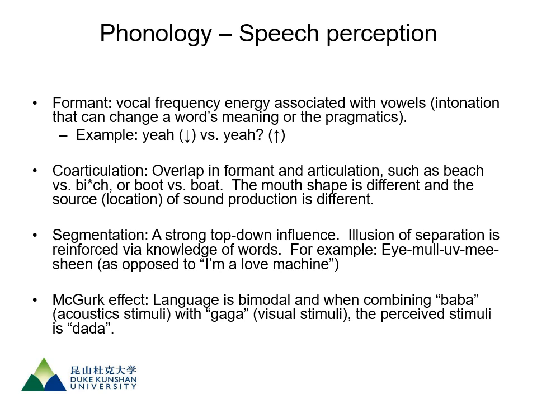Now, when it comes to speech perception, not the speech production but the speech perception part of it, when we are trying to understand something within the phonology aspect, there are formants. When you think about it, that's the vocal frequency of energy that's associated with vowels. There is the co-articulation, which overlaps in formant and articulation. So the mouth shape is different, and the location of the sound production is also different. There's also segmentation, in which there is a very strong top-down influence.